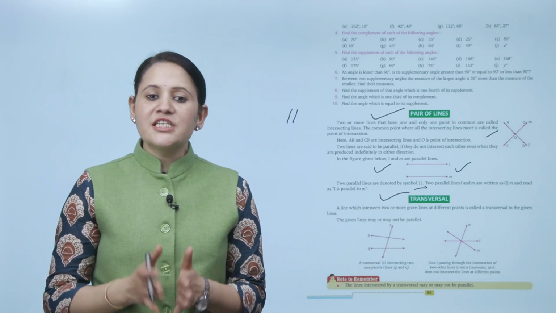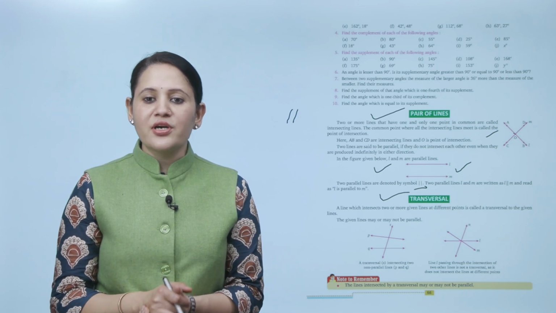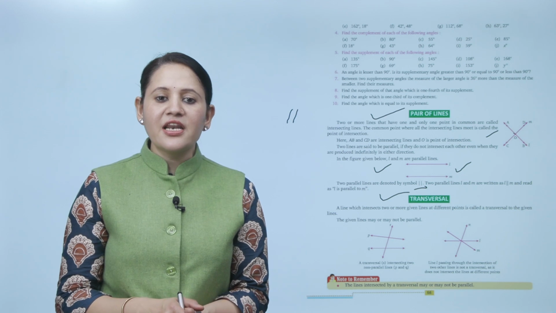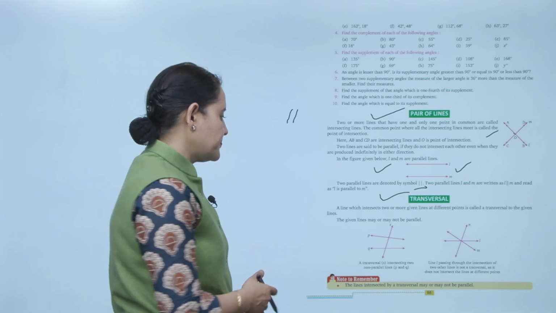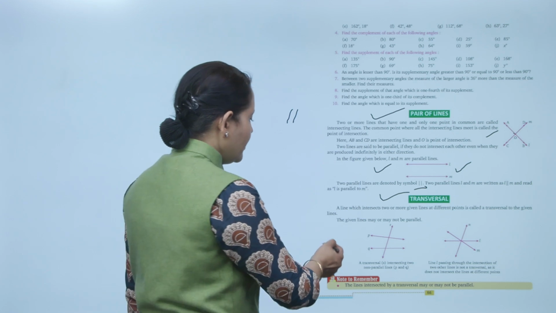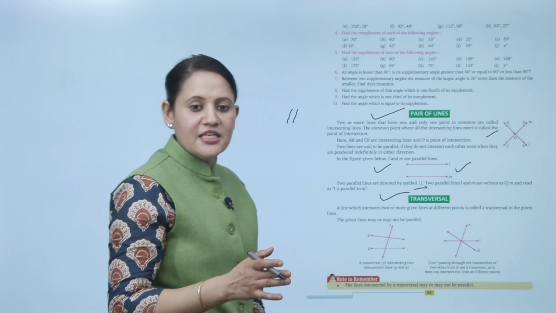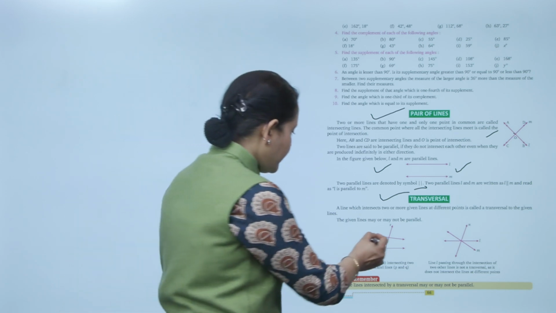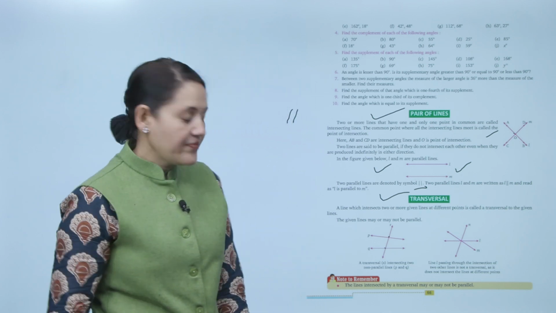A line which intersects two or more given lines at different points is called the transversal to the given lines. The given lines may or may not be parallel. So, here this line S is the transversal. It is intersecting two non-parallel lines at different points. Here and here. Clear?